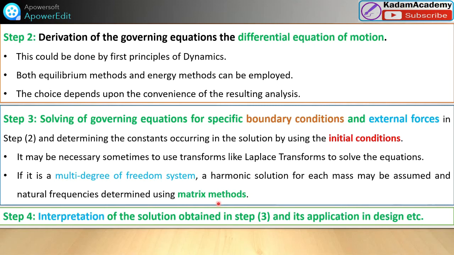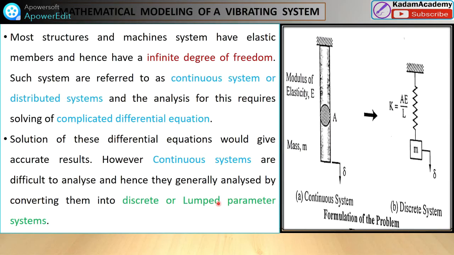So friends, like this we can solve the mathematical modeling equations. For this mathematical vibrating system, I have already shown the lump parameters. So what is the lump parameter? Most of the structural machine systems have elastic members. Hence such systems, with infinite degrees of freedom, are referred to as continuous systems or distributed systems, and analysis of this system requires complicated differential equations. The solution of these complicated differential equations would give accurate results.